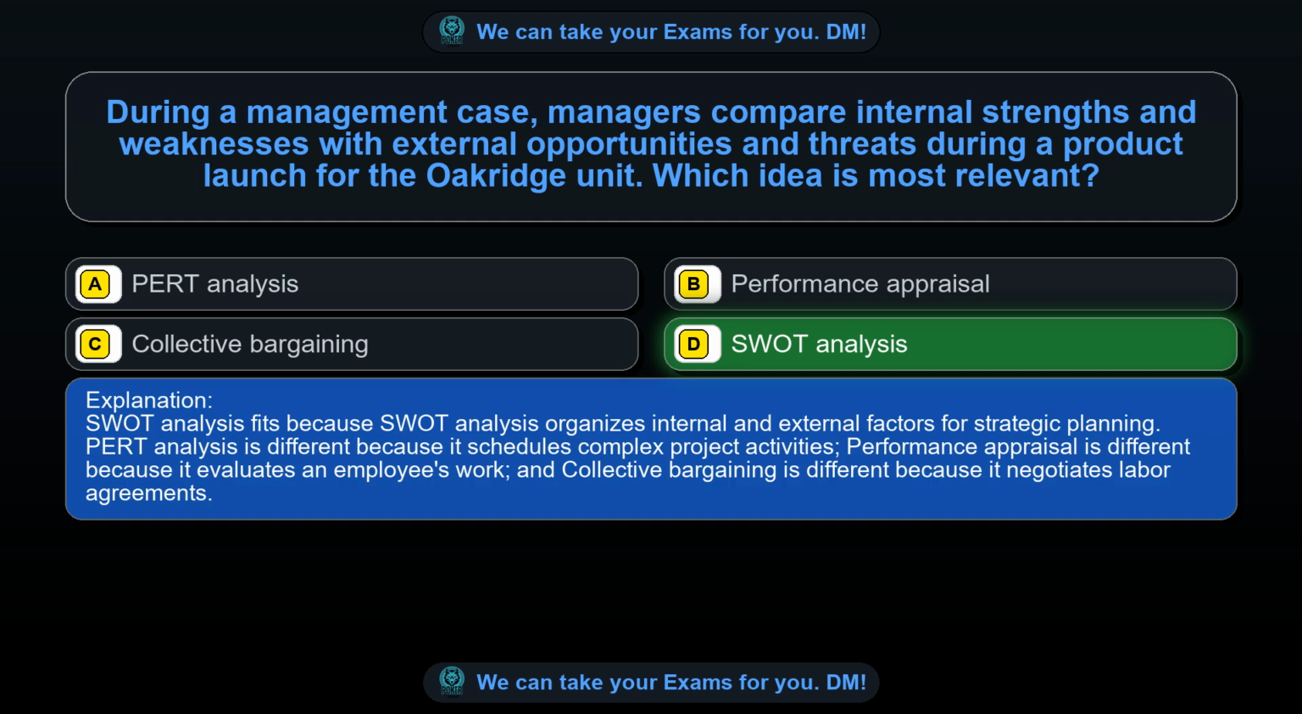SWOT analysis fits because SWOT analysis organizes internal and external factors for strategic planning. PERT analysis is different because it schedules complex project activities. Performance appraisal is different because it evaluates an employee's work, and collective bargaining is different because it negotiates labor agreements.